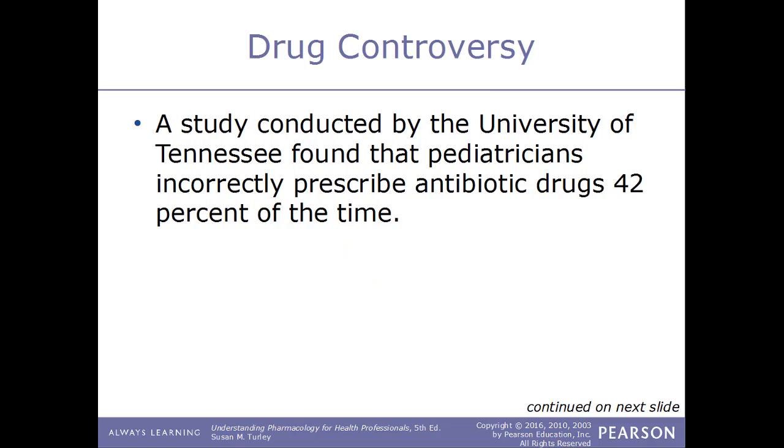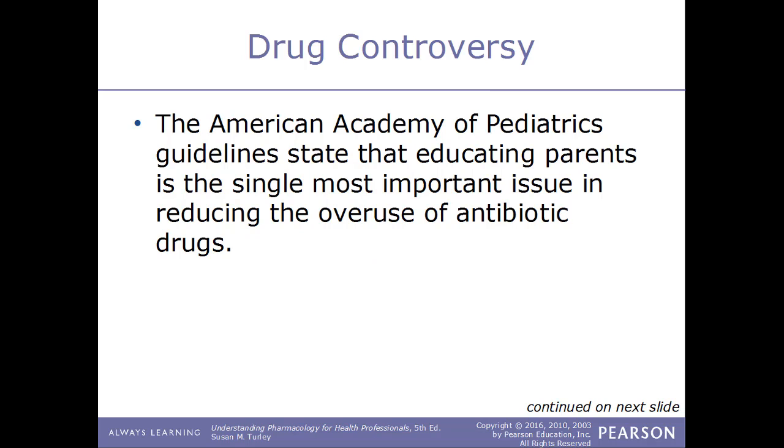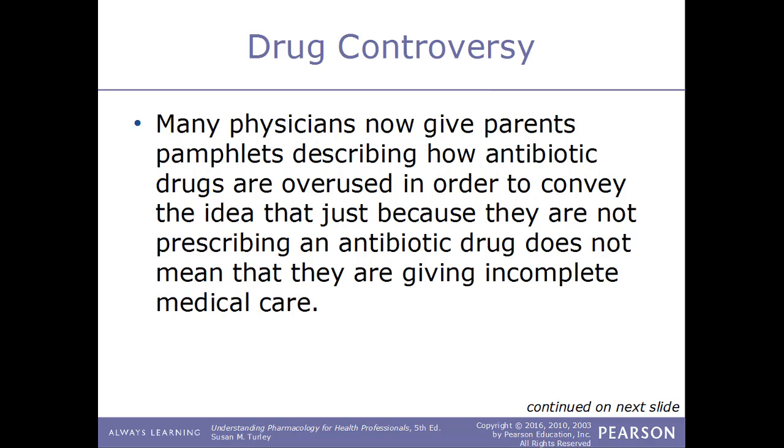A study conducted by the University of Tennessee found that pediatricians incorrectly prescribe antibiotic drugs 42% of the time. According to the Centers for Disease Control and Prevention, pediatricians will prescribe antibiotics more often if they perceive that parents expect their child to be given an antibiotic drug. The American Academy of Pediatrics guidelines state that educating parents is the single most important issue in reducing the overuse of antibiotic drugs. Many physicians now give parents pamphlets describing how antibiotic drugs are overused in order to convey the idea that just because they are not prescribing one doesn't mean they are providing incomplete medical care.